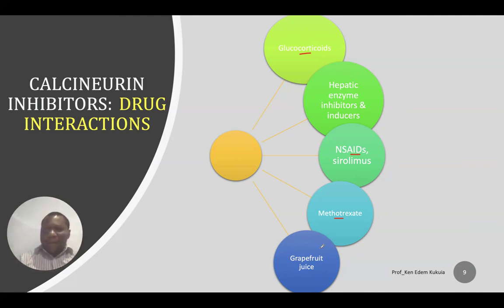And so by inhibiting those metabolizing enzymes, the metabolism of cyclosporin and the other drugs would be impaired, meaning the drug would accumulate in the system, leading to toxicity. Normally, we advise that patients do not take the calcineurin inhibitors together with this grapefruit or grapefruit juice.